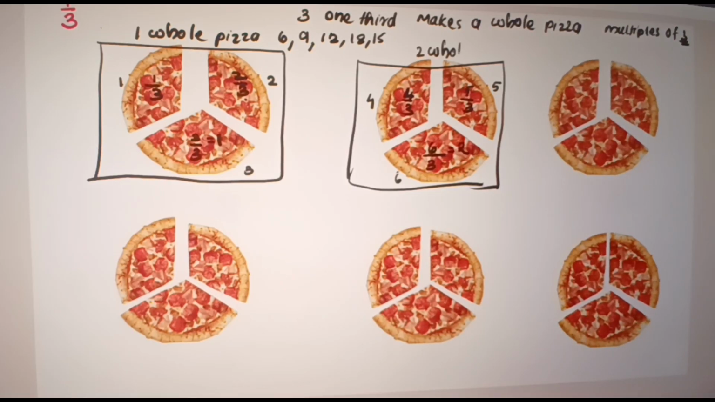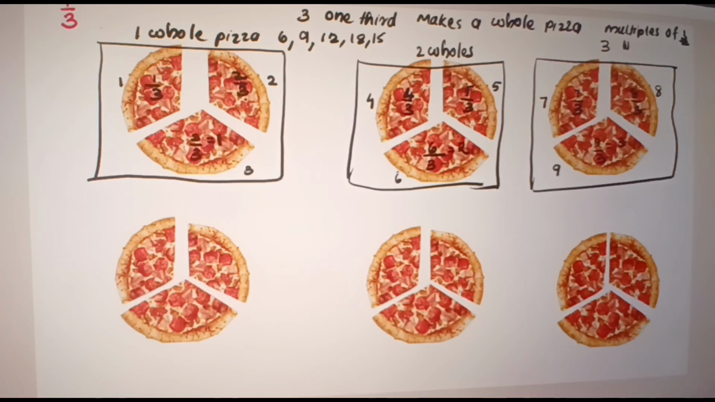If you add 7 1/3s, that is 7/3. If you add 8, that is 8/3. If you add 9, that is 9/3, and 9/3 is 3, so that makes 3 whole pizzas. If you add 10, that is 10/3, and another makes 11/3. If you add 12/3, that is 12 thirds, it will make 4. If you add 13, that is 13/3. If you add 14, that is 14 over 3. If you add 15, that is 15 over 3, that is a 5 whole pizza.